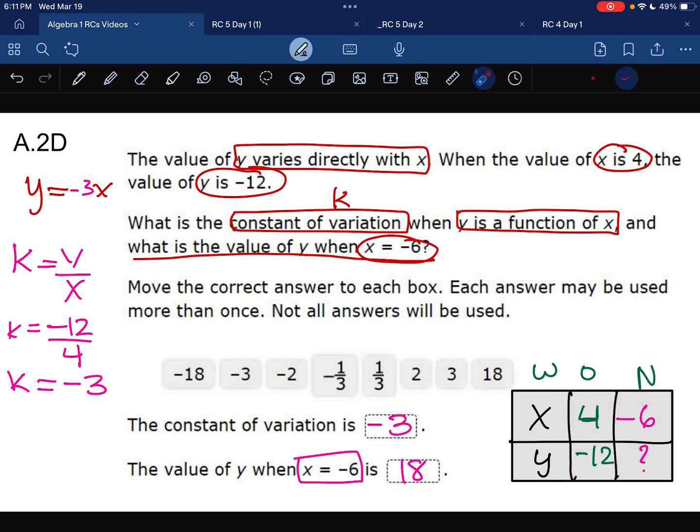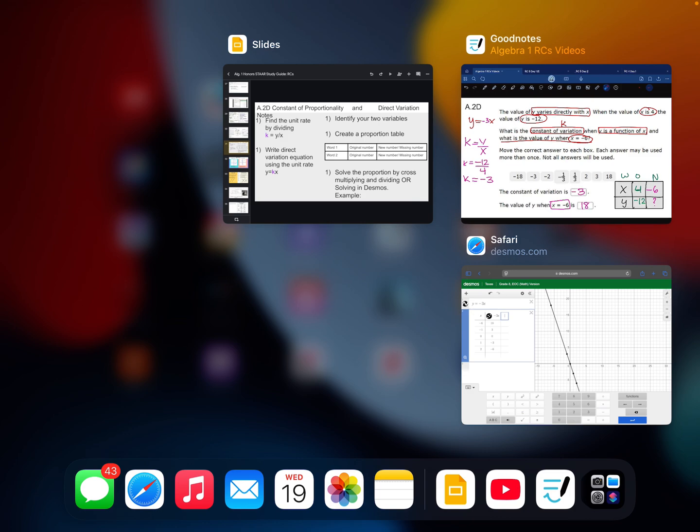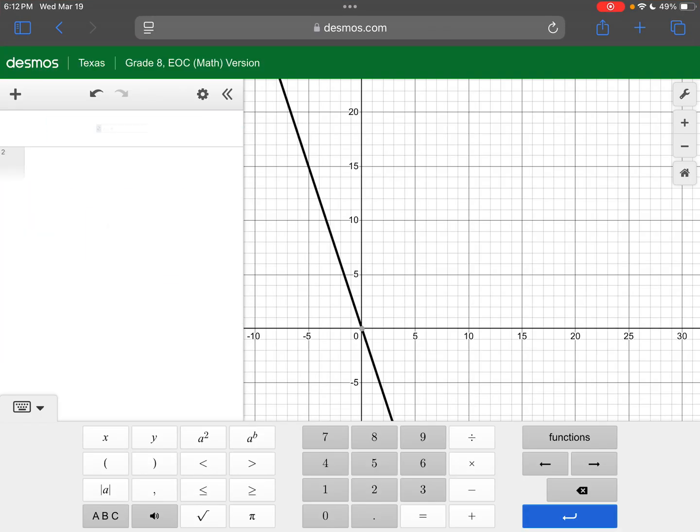No matter which way you use, you could even plug it into Desmos just like this and do your tilde the same way. There are so many ways we can approach this problem.